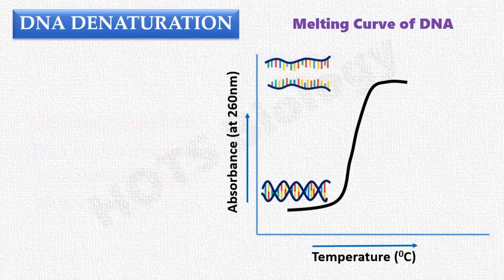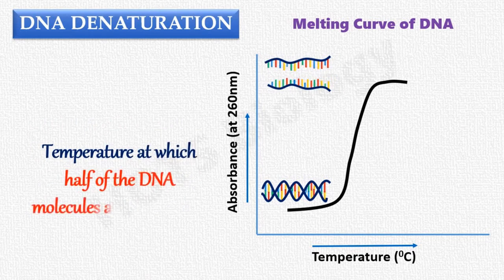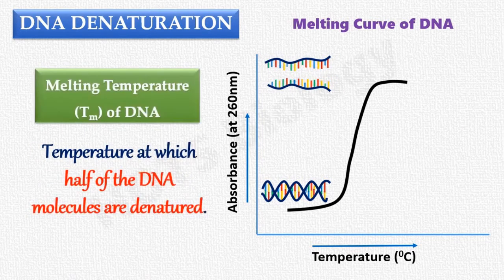The temperature at which half of the DNA molecules are denatured is called the melting temperature of DNA. That means, at this temperature, half of the DNA molecules present in the solution will be single-stranded, and the other half will be double-stranded. Melting temperature is found at the midpoint of the melting curve.